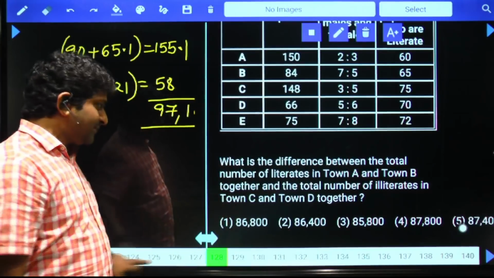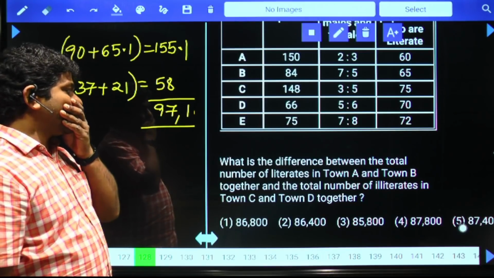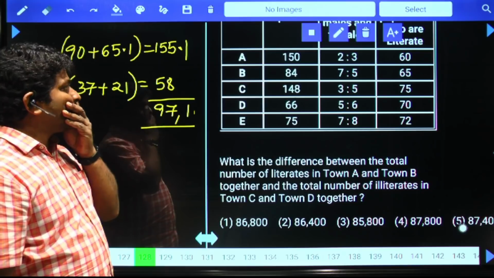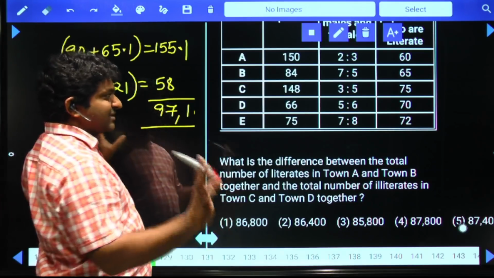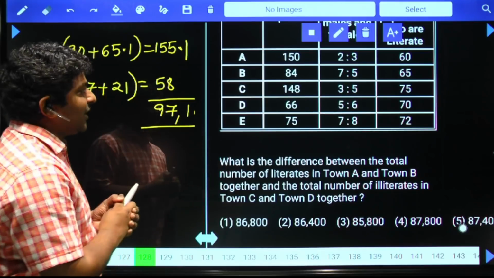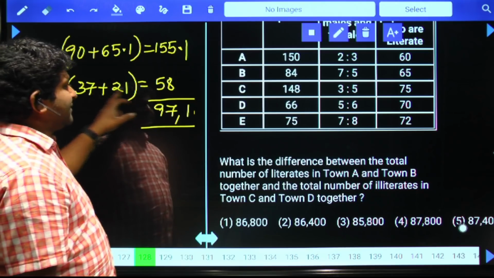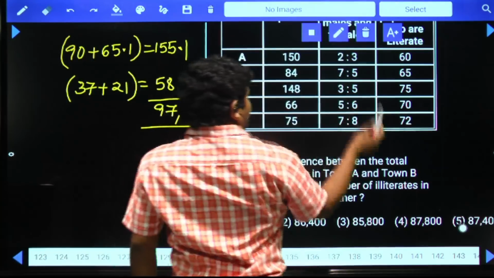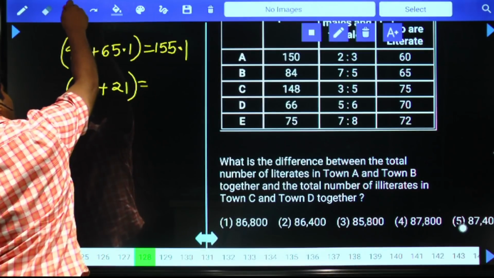Which option is that? A. C and D, right? We are mistaken. This is right. This is wrong. It's not 21. We are mistaken.